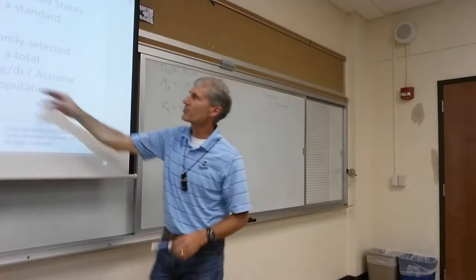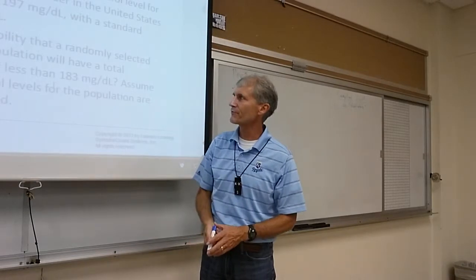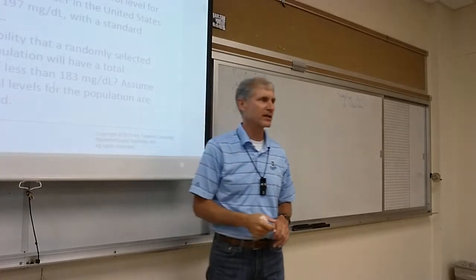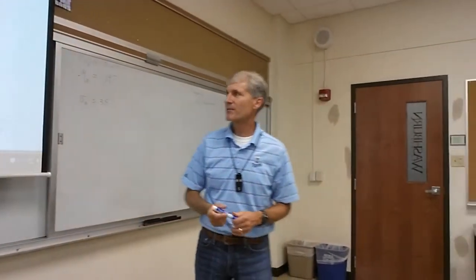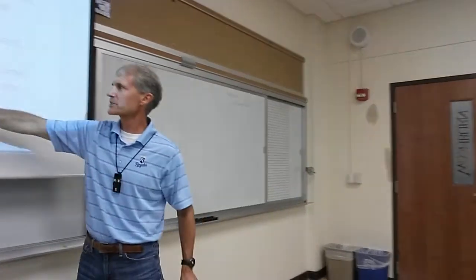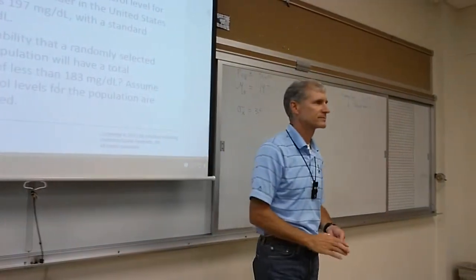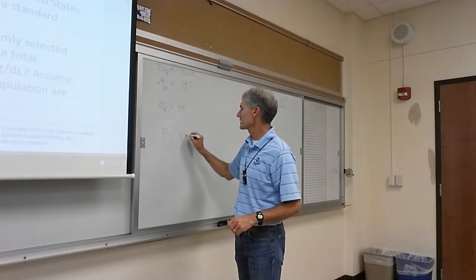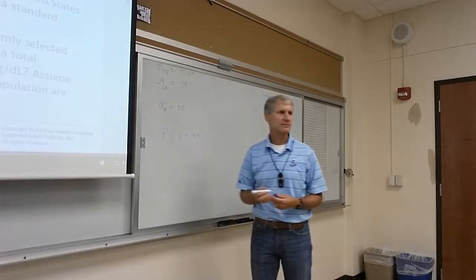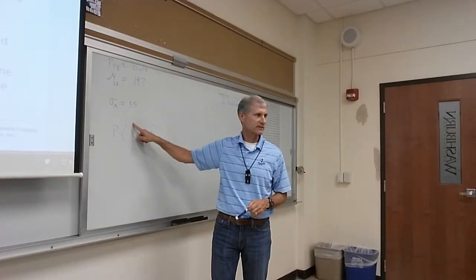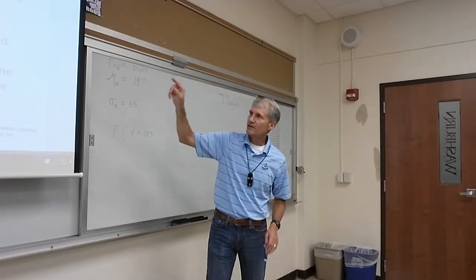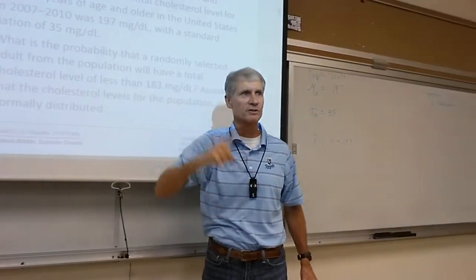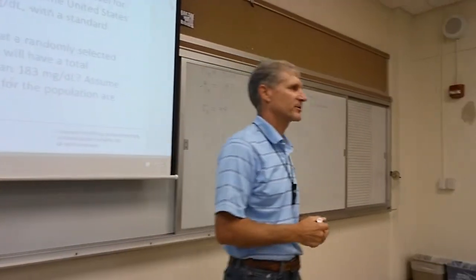Okay? What is the probability that a randomly selected adult from the population will have a total cholesterol level of less than 183? Work that problem. It says, assume the cholesterol levels are normally distributed. So in mathematical symbols, they say probability that x is less than 183. No bar on the x. It's an individual adult. If we randomly selected an adult, it's not a sample of adults, it's one adult. So compute that probability.